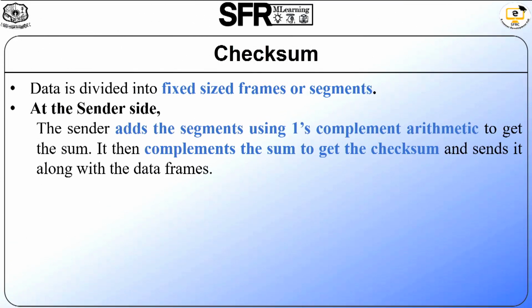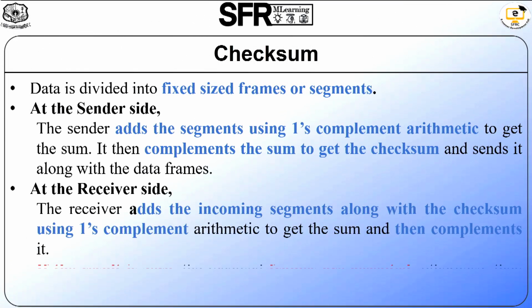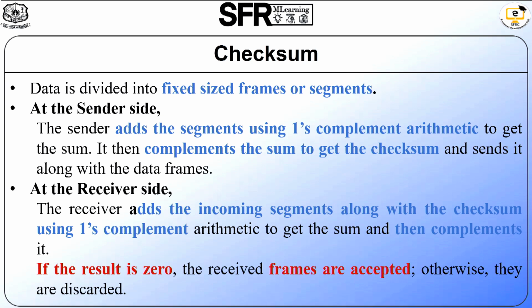So the next thing is the checksum technique. Here the data we are going to pass is divided into fixed size frames, or they may also be called segments. At the sender side, we add those segments using ones complement binary arithmetic, and we complement the sum. This is the checksum value we pass on to the receiver side.